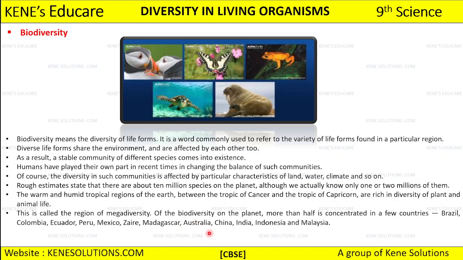Of the diversity present on the planet, half of the diversity is concentrated in a few countries, like Brazil, Colombia, Ecuador, Peru, Mexico, Zaire, Madagascar, Australia, China, India, Indonesia, and Malaysia. So these are some of the countries where half of the biodiversity is concentrated.